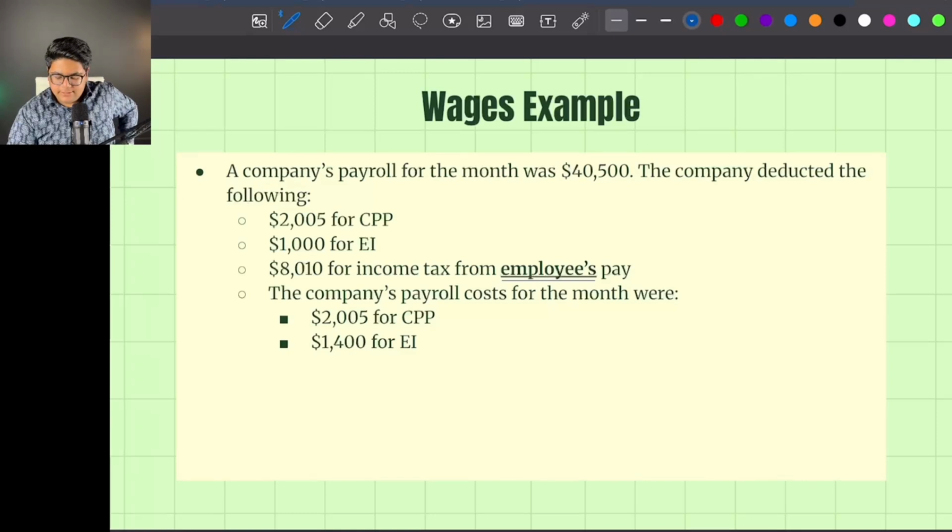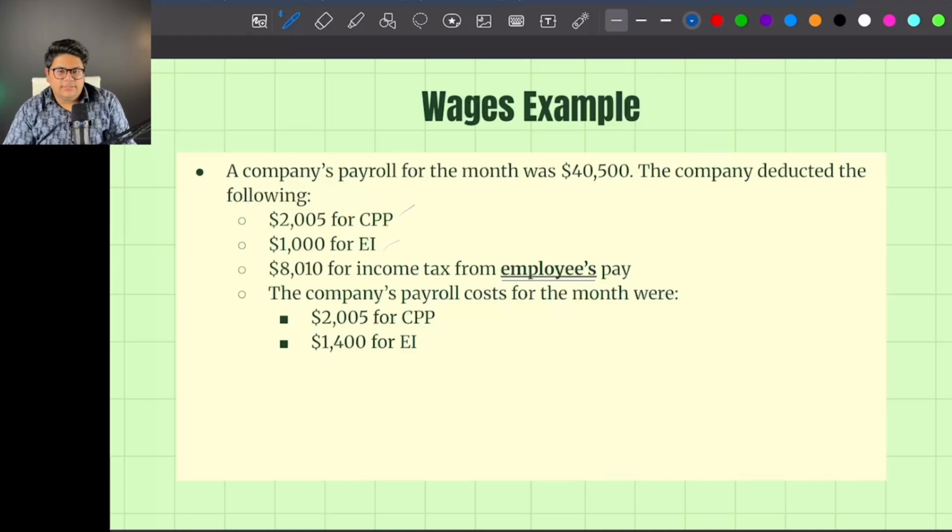Basically, CPP is your Canada Pension Plan. Pension plan is when you grow old, you want to get money for your pension. This is where it comes from, or at least where a part of it comes from. Also, EI is employment insurance. You are insured for your employment. If your employment ceases to exist, you will be compensated for it. So this is basically an insurance premium, right? This is what the employee pays from their pay cut. The employer also pays a little bit of CPP and a little bit of EI for the employee.